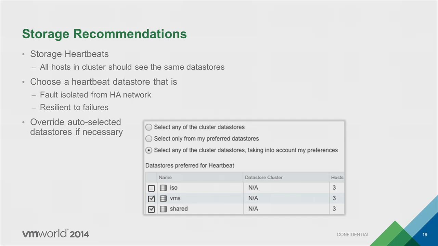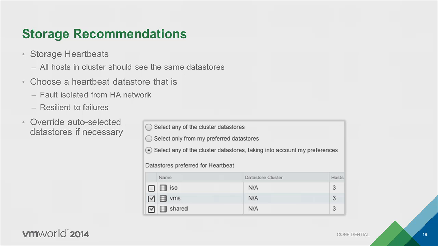Next one is the storage. So recall that network is the primary mode of communication between the agents, and if there is a network partition or isolation scenario, the agents communicate using storage. So we use something called heartbeat data stores for that communication. By default, when HA is enabled, it will pick 2 data stores for heartbeating.